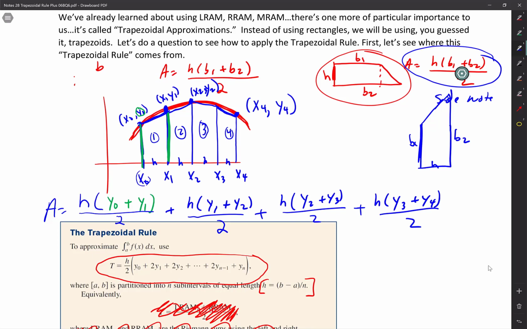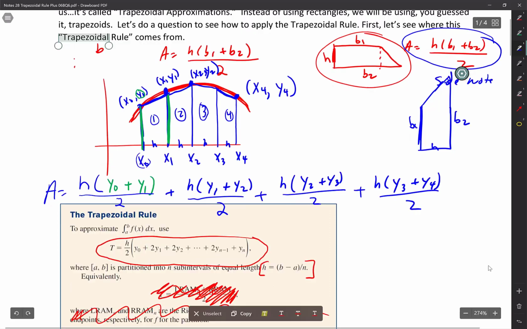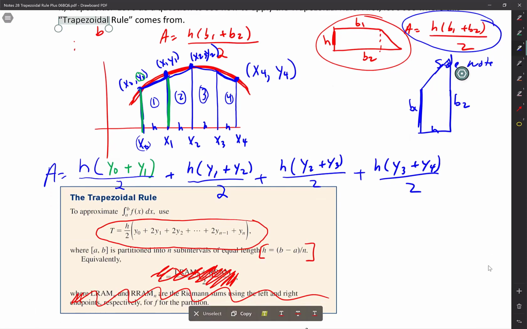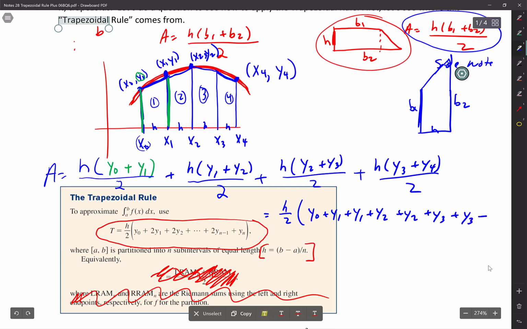I want you to notice that I can factor out an h over 2. I'm still doing the same one, guys. And now look what I have: y naught plus y1, plus y1 plus y2, plus y2 plus y3, plus y3 plus y4. I factored out the h over 2, guys. All of them have h over 2.